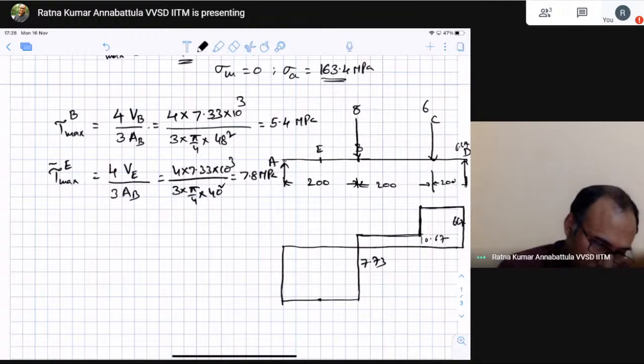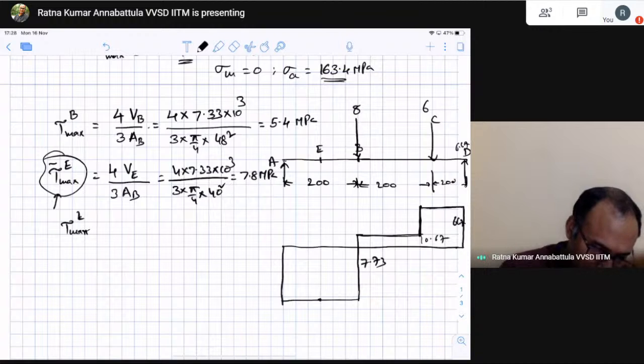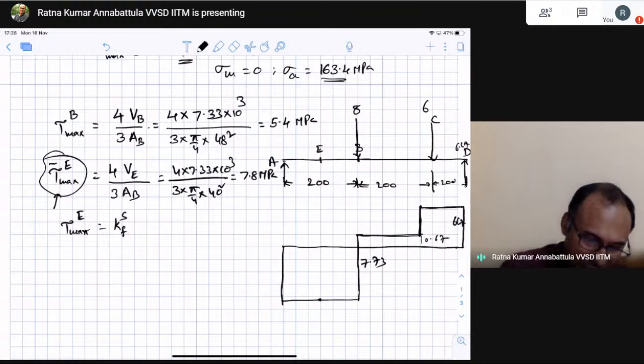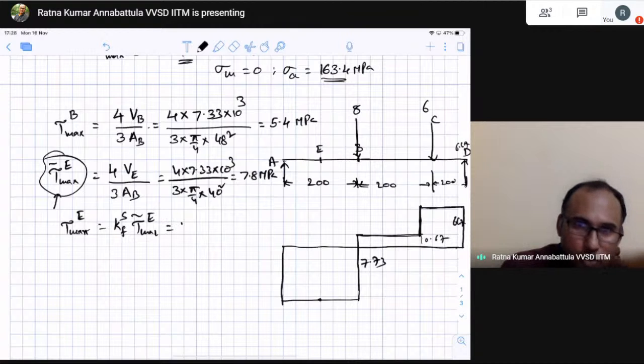So now this is the nominal stress. But what is the actual stress? Tau max at E is equal to KFS, the fatigue stress concentration factor in shear, times the nominal stress at E, that will be equal to 1.2 into 7.8. That will be 9.36 MPa.